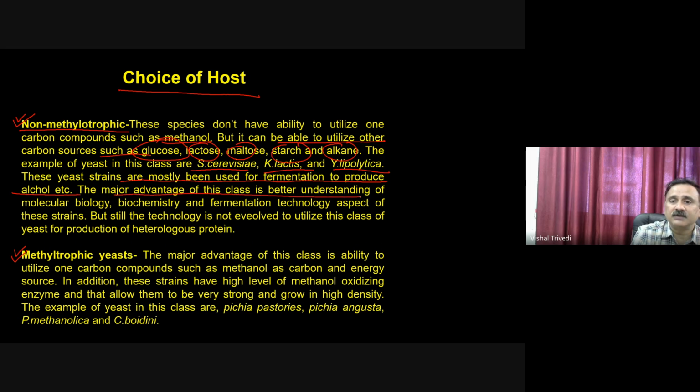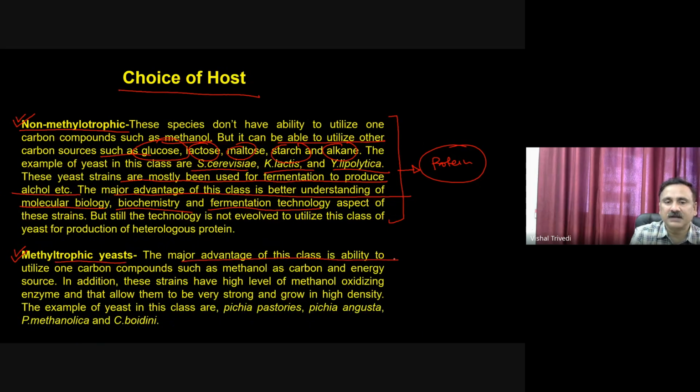The major advantage of this class is the better understanding of the molecule, because S. cerevisiae is an extensively studied yeast, and because of that, it can be used for different types of complementation experiments, molecular biology and biochemistry experiments, and fermentation technologies. But the disadvantage is that since these hosts do not use methanol as a one carbon source, they cannot be used for protein overexpression, right? So they don't have the protein overexpression ability, these non-methylotropic yeast strains.